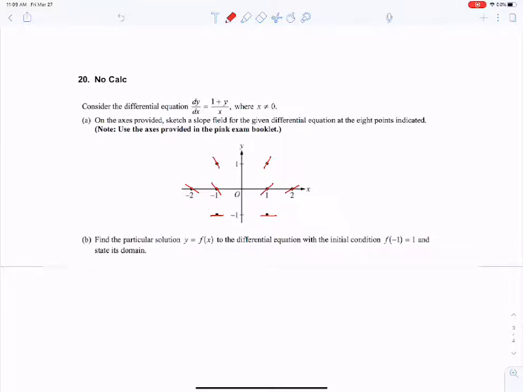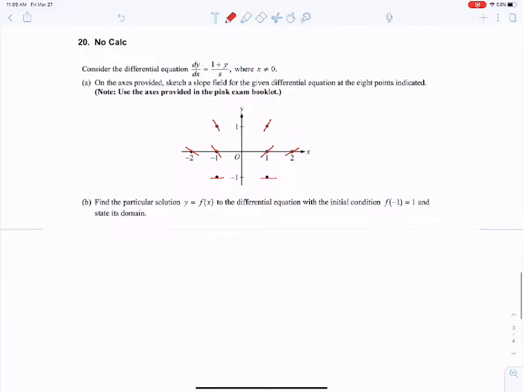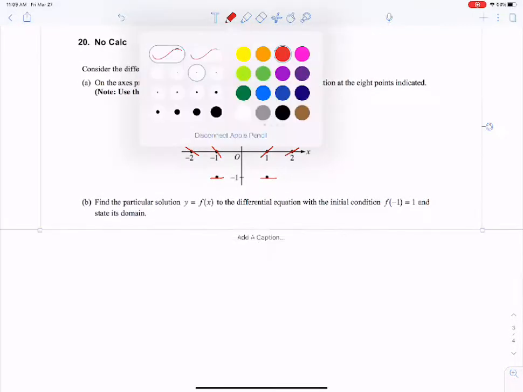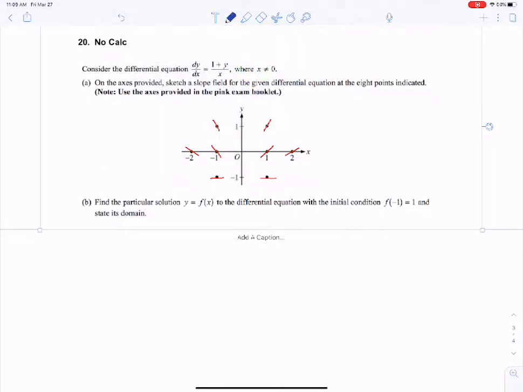Okay, let's go on to the second part here, because this second part is where all the points are basically. So let's see what we got here. We're asked to find a particular solution for y equals f of x. So again, you're going to have to solve for y to the differential equation at the given point, the point negative 1, 1, and then state its domain. So there is a lot going on here.